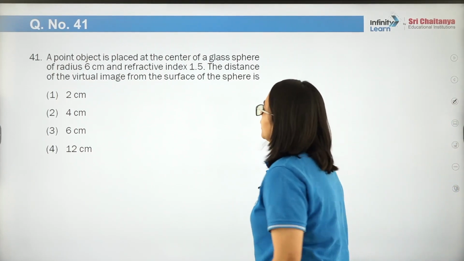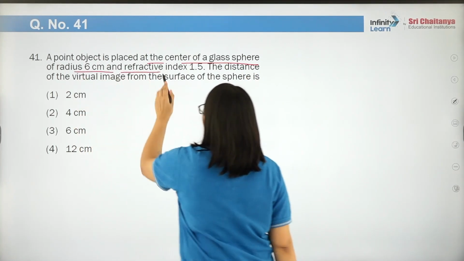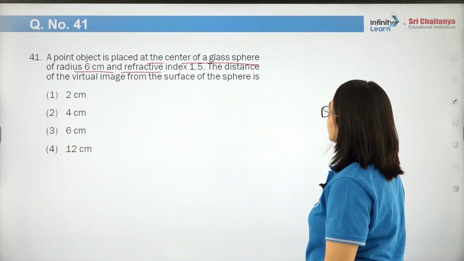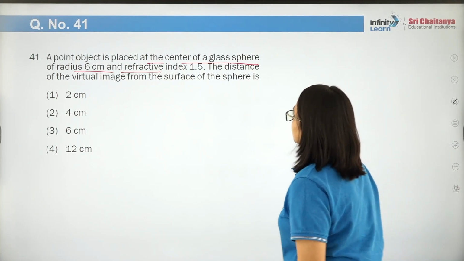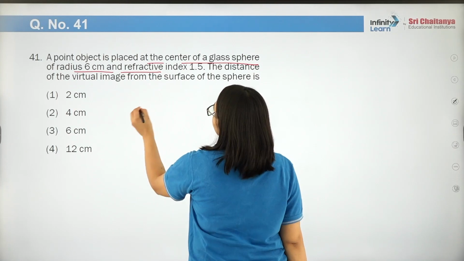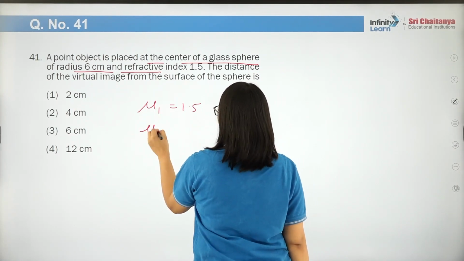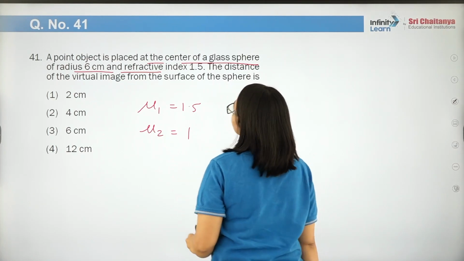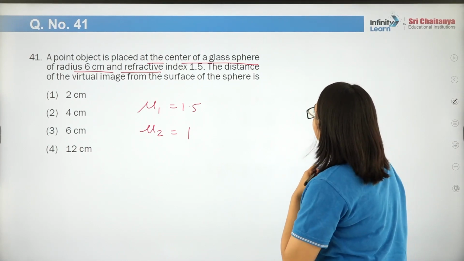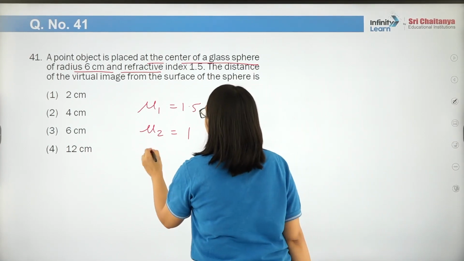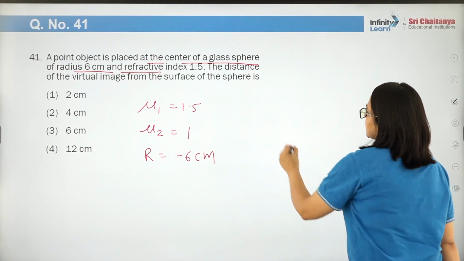Question number 41. A point object is placed at the center of a glass sphere of radius 6 centimeter and refractive index 1.5. The distance of the virtual image from the surface of the sphere is. So we have medium 1 as mu1 equal to 1.5 and mu2 as 1. So we need to find v, and R is given as minus 6 centimeter over here. Right, so we can apply this expression.